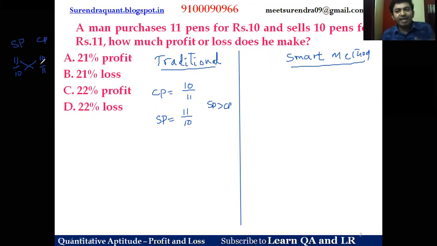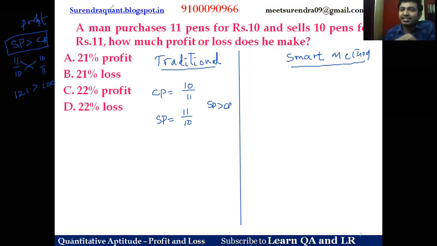I think you guys are very well aware of this. If not, check here. Selling price is 11 by 10, cost price is 10 by 11. So cross multiply the numbers. 11 into 11, 121, 10 into 10, 100. Whichever number is more, that variable is more. So here 121 is more than 100. So SP is more than CP, which means this is a profit case.